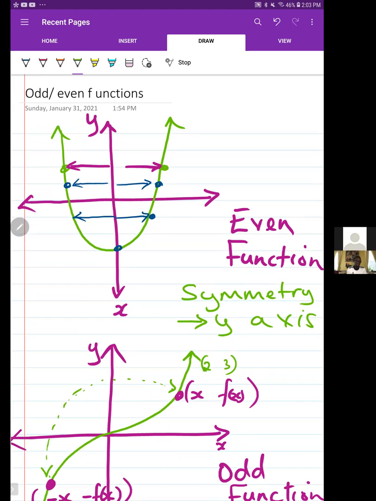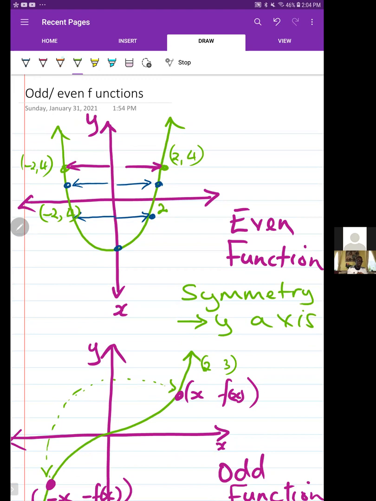What you will notice too about even functions is, if I have a point here at, let's just make up something, x equals 2, y equals 4, so I have a point at (2, 4), you would also have the same y value when x is negative. So when you plug in a negative value of x, your y value will still be the same: (-2, 4).